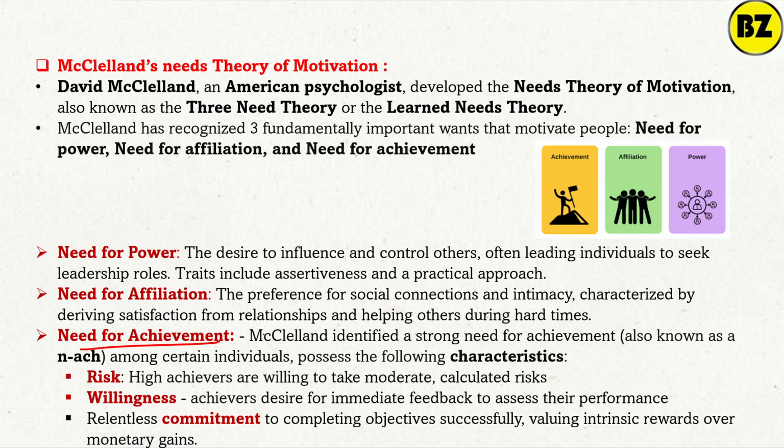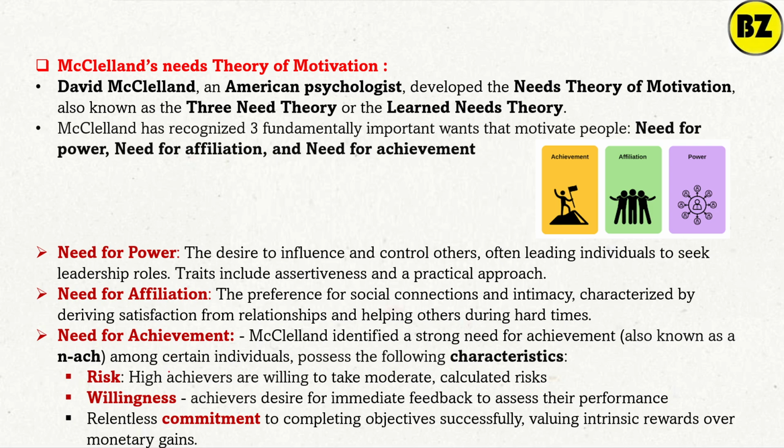Need for achievement means McClelland identified a strong need for achievement, also called nAch. Remember, nAch is simply the short form for the need for achievement: n for need and Ach for achievement. McClelland identified a strong need for achievement among certain individuals who possess the following characteristics.